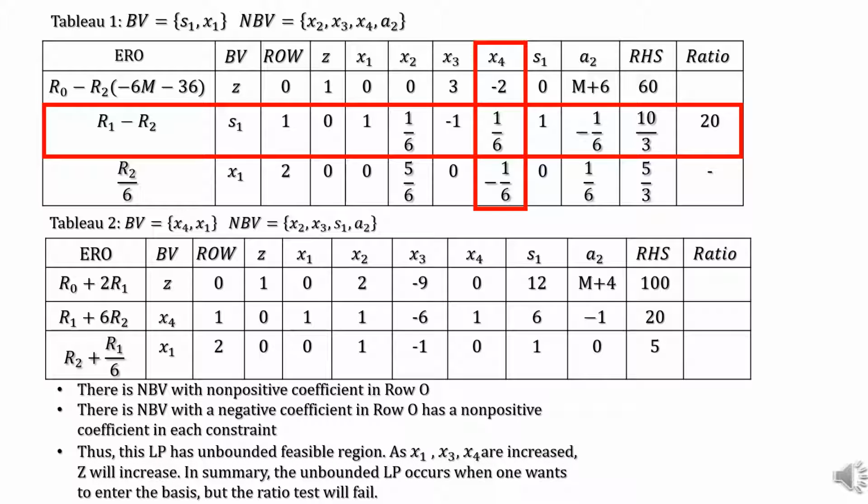There is a BV with a negative coefficient in row 0 that has a non-positive coefficient in each constraint. Thus, this LP has an unbounded feasible region. As x1, x3, x4 are increased, Z will increase. In summary, the unbounded LP occurs when a variable wants to enter the basis, but the ratio test will fail.